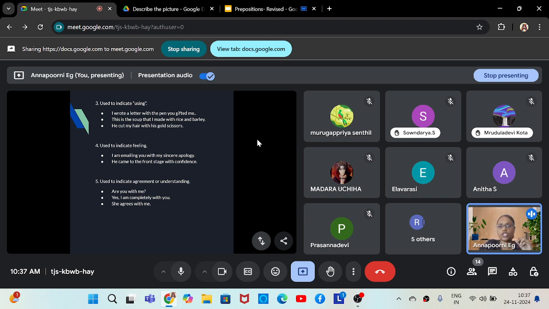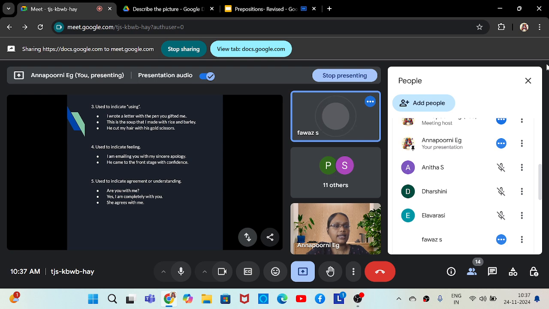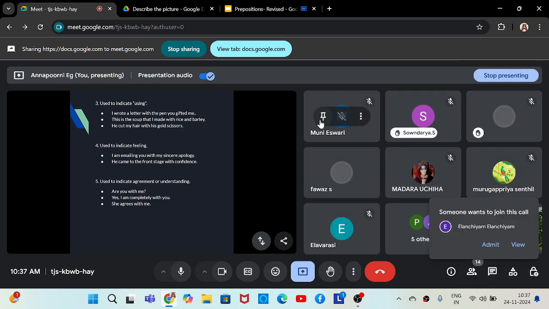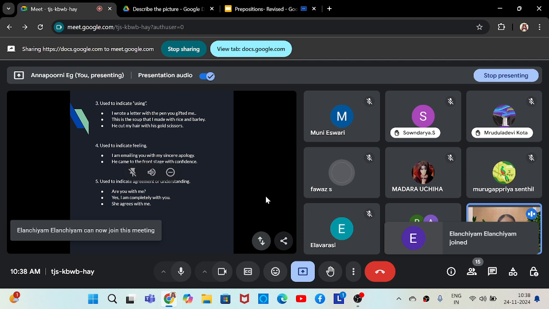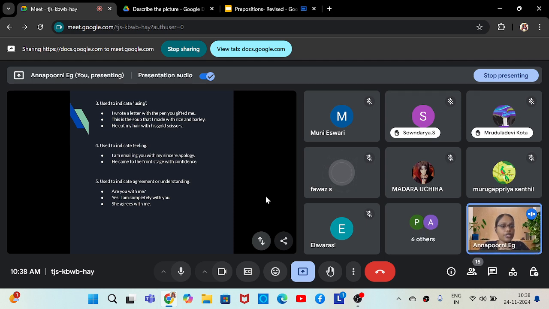All right. Next, the last use of with is used to indicate an agreement or understanding. It is used to show some mutual agreement. Fawaz, can you read the examples? Are you with me? Yes, I am completely with you. She agrees with me. Are you with me? It means, do you agree with me? நீ என் கூட இருக்கியா இல்ல நீ என் கூட இருப்பியா? Are you with me? Yes, I am completely with you. So she agrees with me. So it is to show some agreement or understanding between two people.